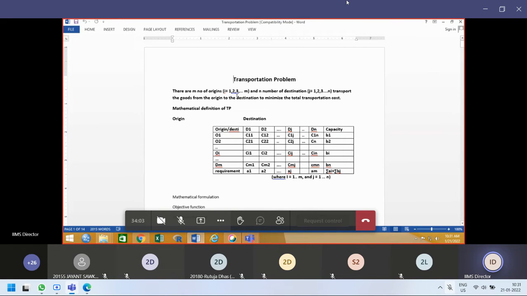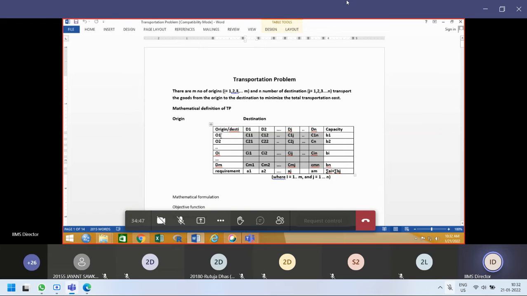there are m number of origins, that is i from 1 to m, and n number of destinations. As I said, the origin means, for example, factories, and destination means, for example, warehouses, right? To transport the goods from a factory to the destination, origin to the destination, or factory to the warehouses. So what is the transportation cost? This is the transportation cost. C11 means transporting the goods of the first origin to the first destination, transporting the goods of the first origin to the second destination, and so on, transporting the goods of the first origin to the jth destination, so on, transporting the goods of the first origin to the nth destination.